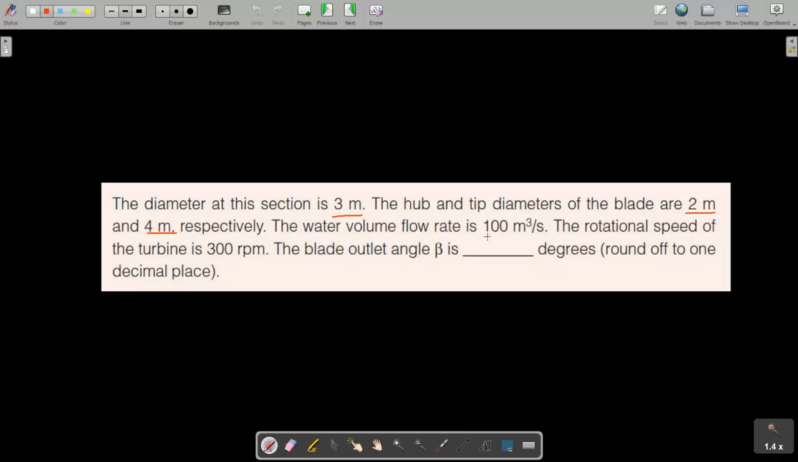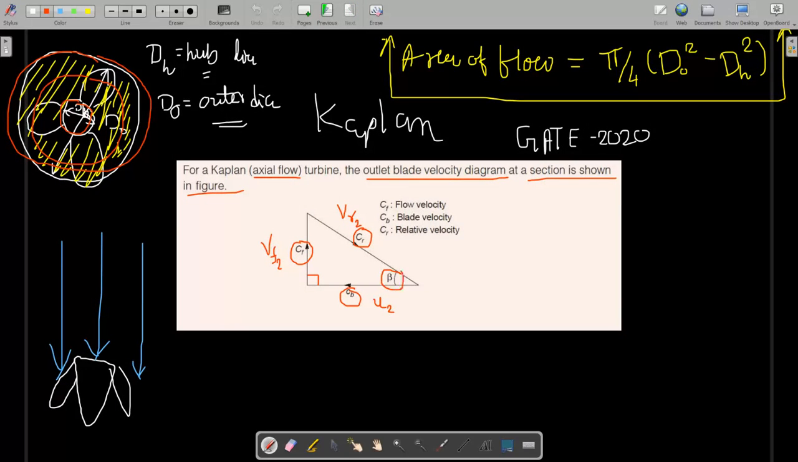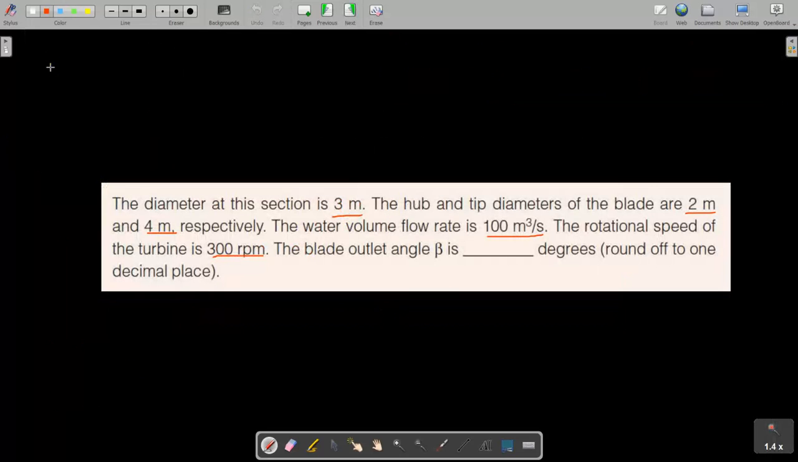Now the flow rate of water is given as 100 meter cube per second, and RPM is also given, 300 RPM. We have to find the outlet blade angle in degrees, this angle. Generally we give notation at outlet condition, that means at the tip, but here it is given to take the mean position, so we will use this notation at this mean position.